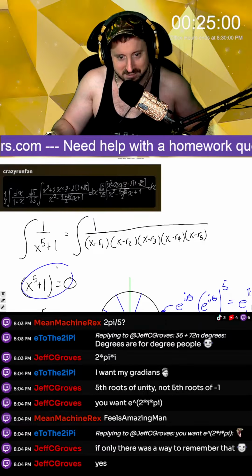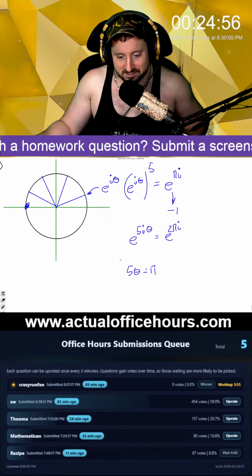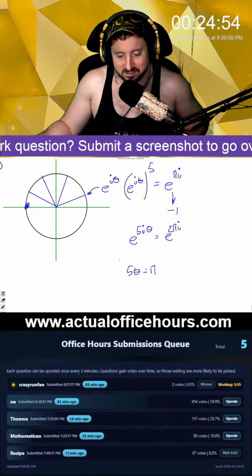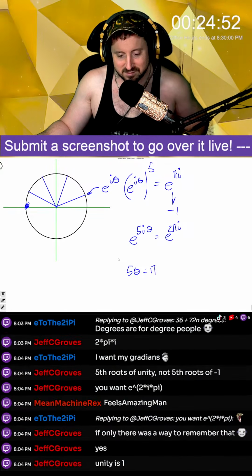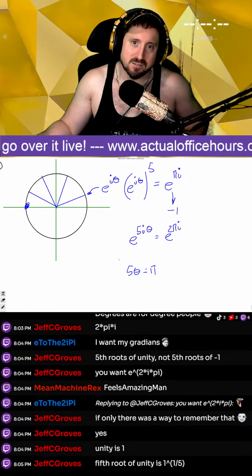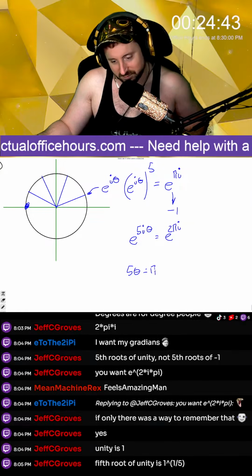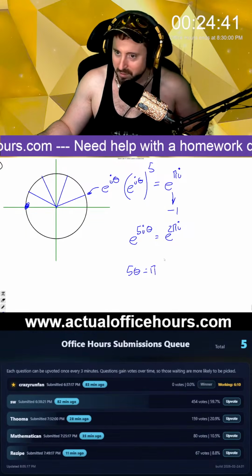Yeah, we're taking the 5th root of -1, and if you just go in fifths of the circle, each one of those, when you raise that to the power of 5, is going to result in -1. Okay. 5th root of unity is 1 to the 1/5. All right. I'm gonna trust you guys here.